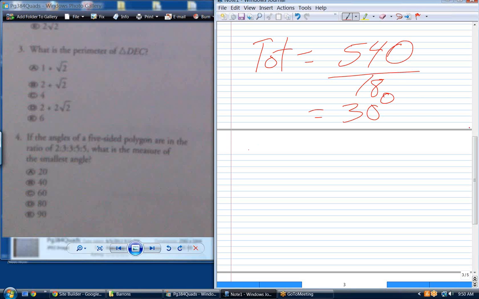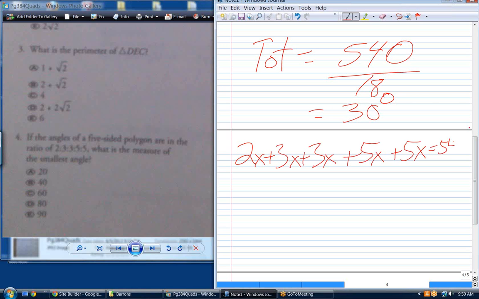Because the other way we were going to do it was 2x plus 3x plus 3x plus 5x plus 5x equals 540. We end up adding those up. We got 18x. So you do the same thing, but it was a good shortcut.